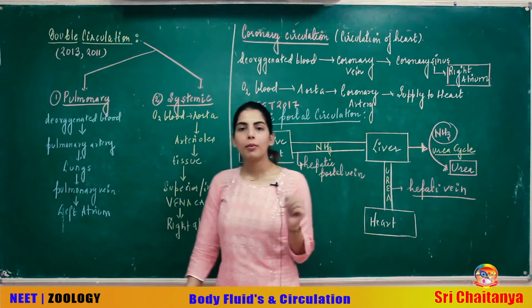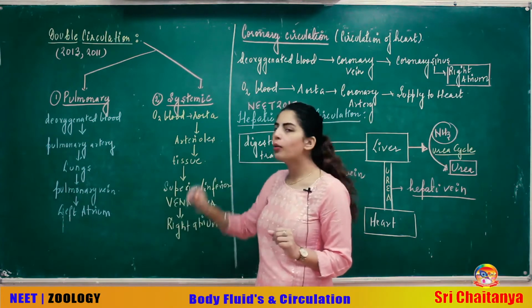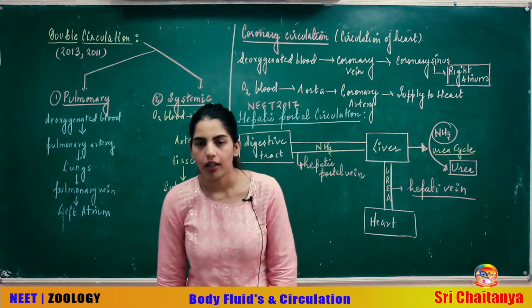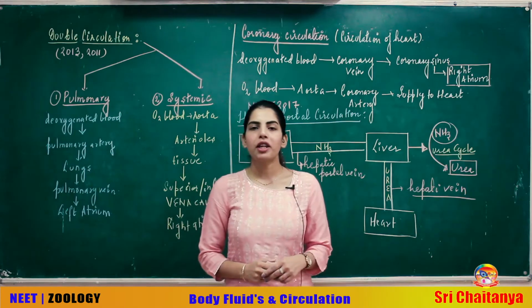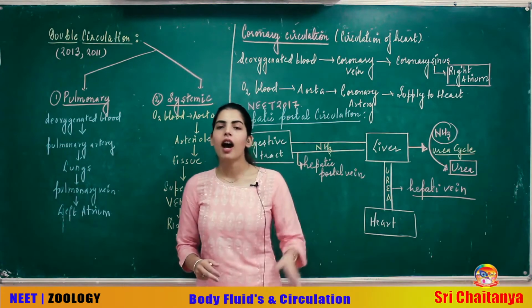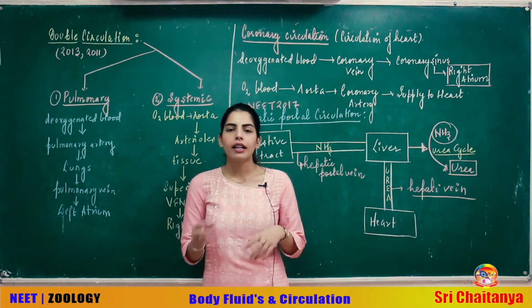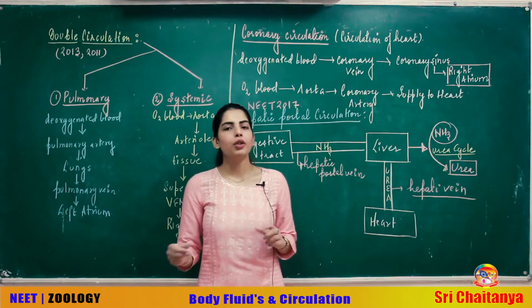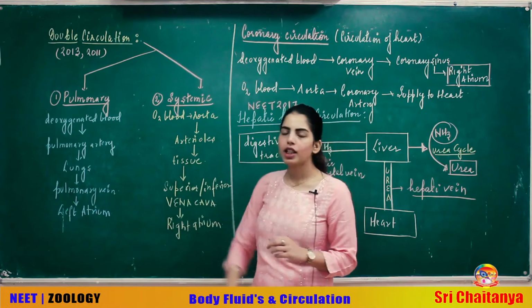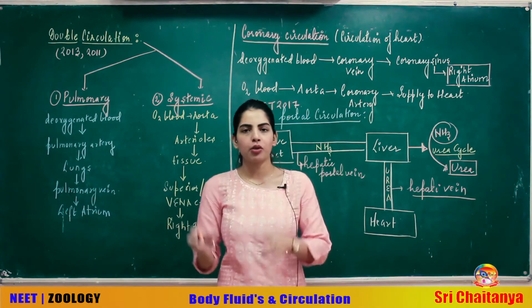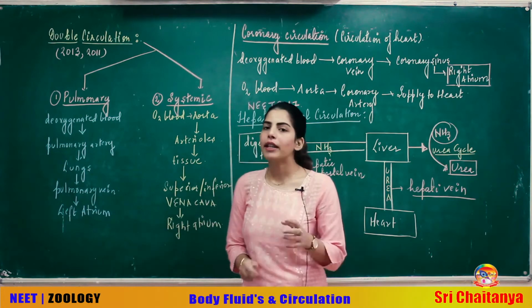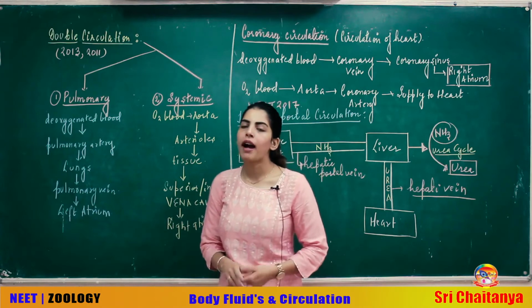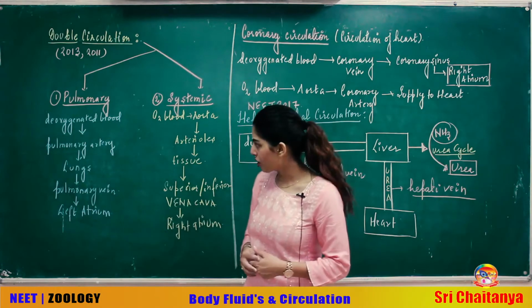One will be your pulmonary circulation and the other will be your systemic circulation. When we say pulmonary circulation, that means the part of the heart that is involved in supply is related to the lungs. Whenever you are saying systemic circulation, it is associated with the tissues. Now when you are saying pulmonary circulation, which parts come under the pulmonary circulation?